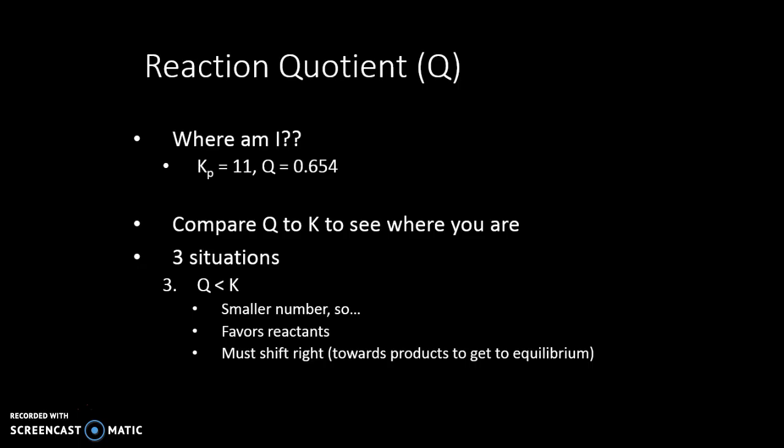Q being greater than K says that we've gone past the equilibrium point, so we have to shift back to reactants to get to equilibrium. And K and Q equaling, well, that's right at equilibrium, so it's all good. Okay, so that's the end of this little conversation. Hopefully you've learned a little bit about Q and it will help you with your homework.